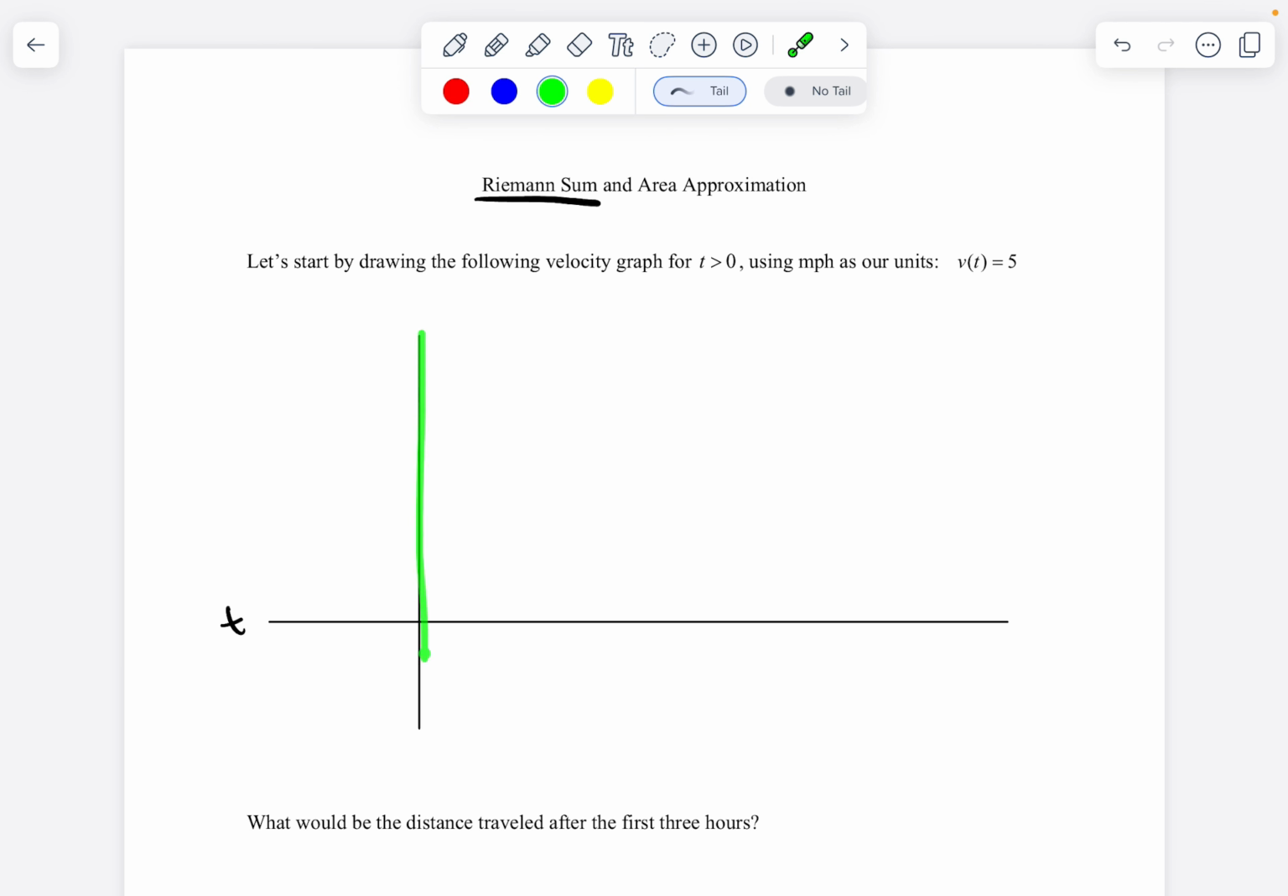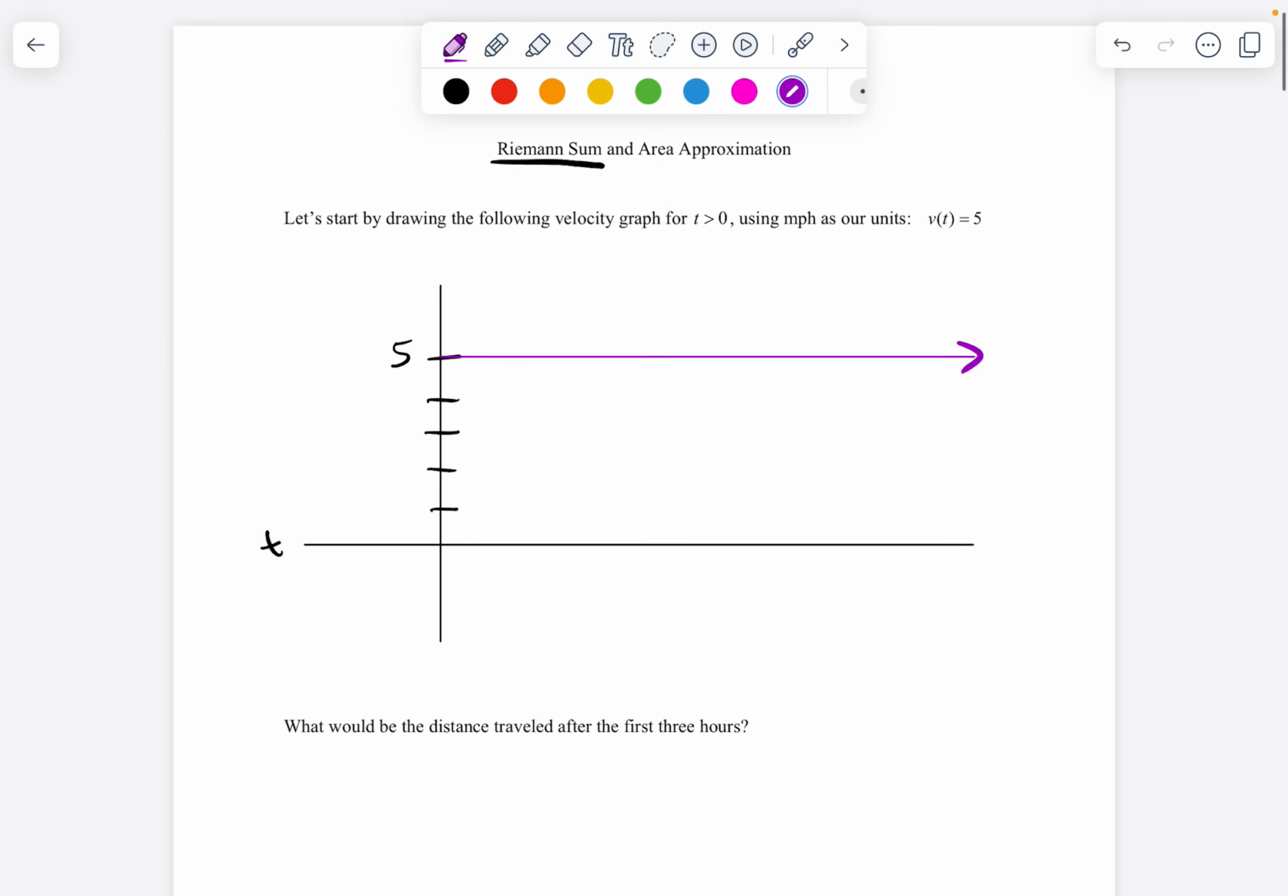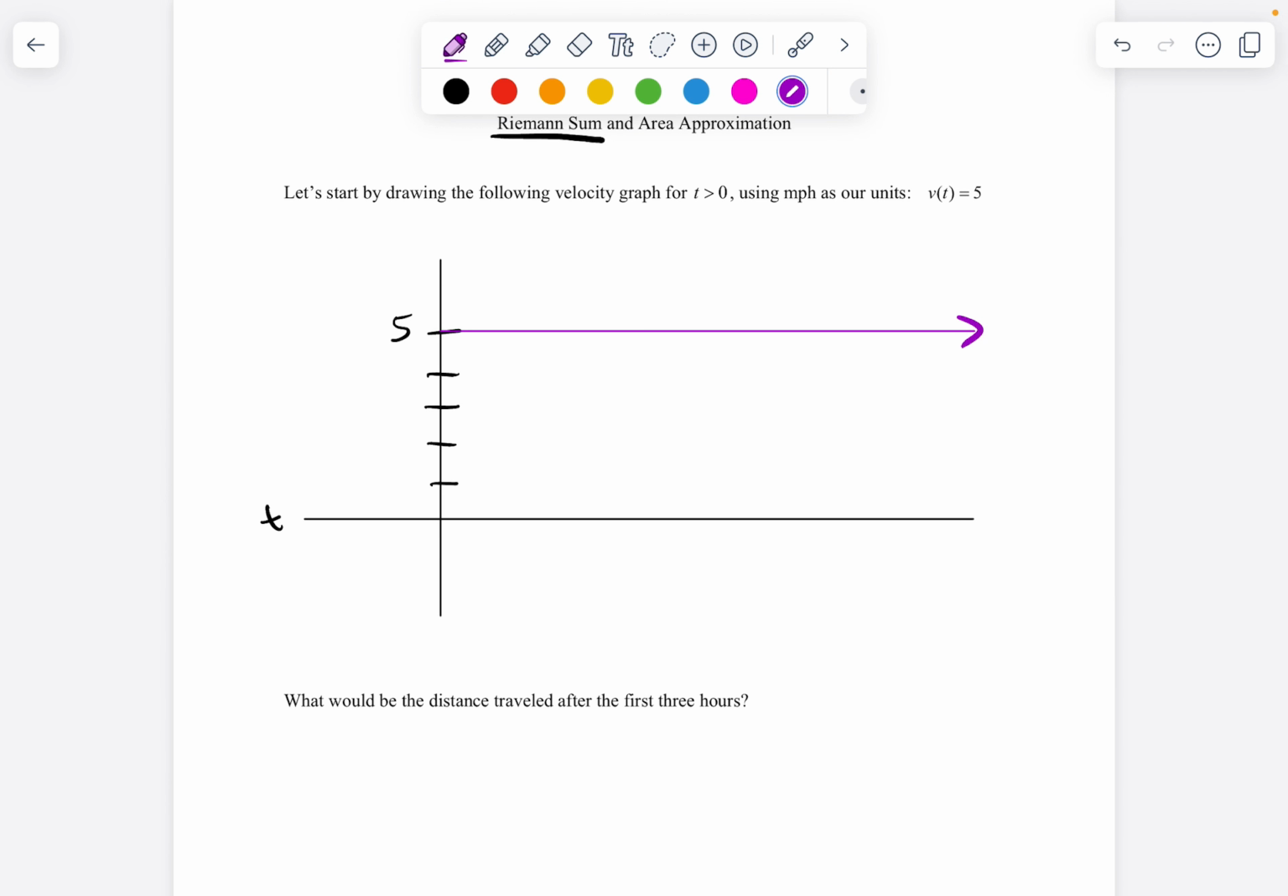So I kind of made a little XY chart right here, and time is on the x-axis. And it says that v of t equals 5. So if v of t equals 5, that's going to be a horizontal graph at 5, okay? And that velocity is going to be going like this, and it goes on for a while, right? And it always stays there because it's constant at 5.